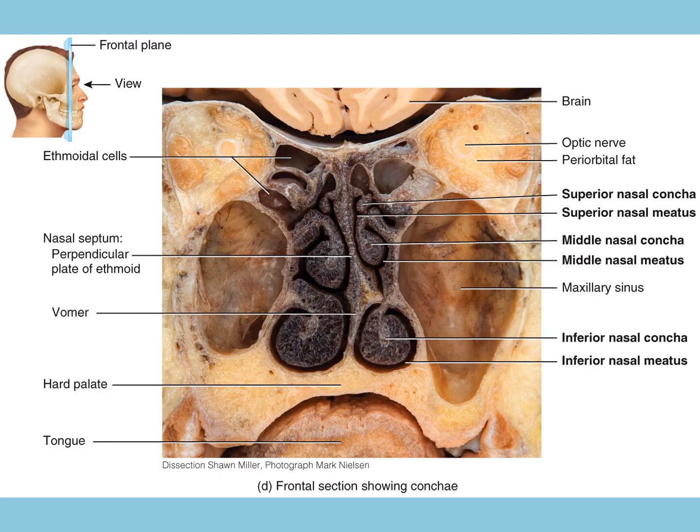This picture is showing a frontal section through the skull, revealing the nasal conchae within the skull. You can see these scroll-like or snail shell-like protuberances. Those are the nasal conchae.